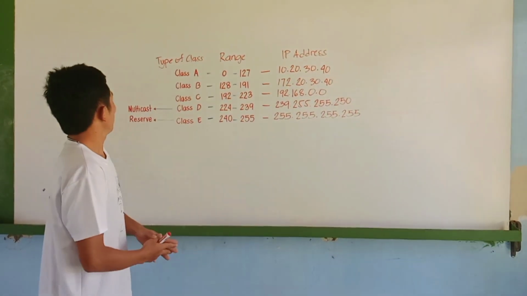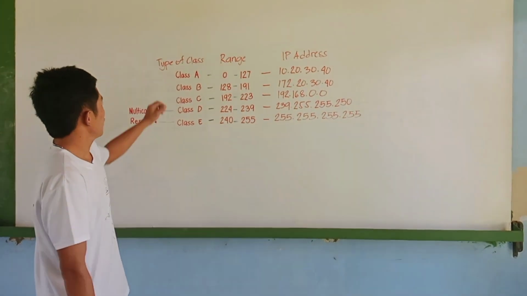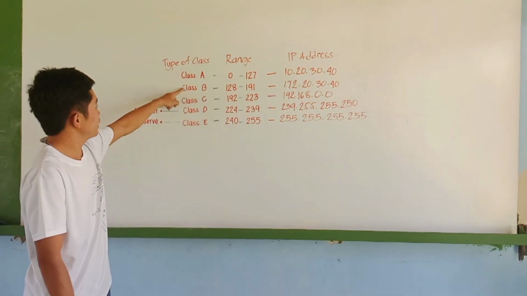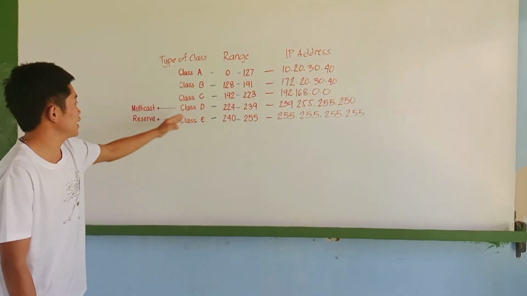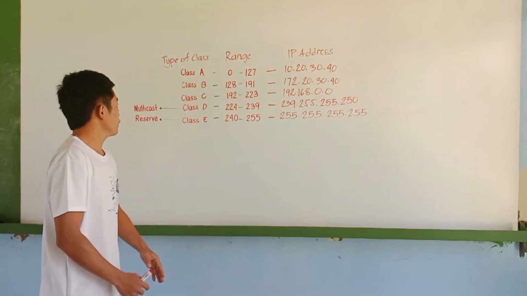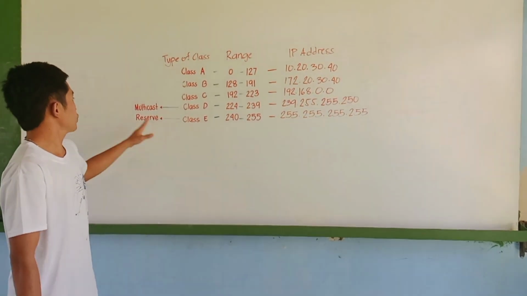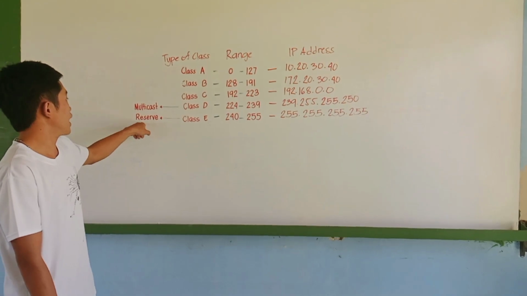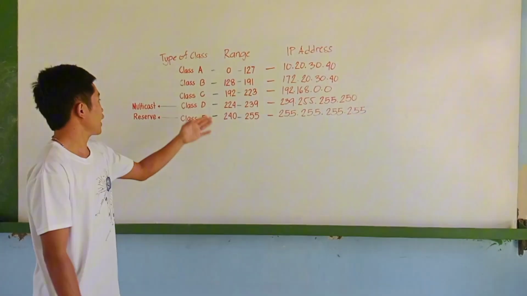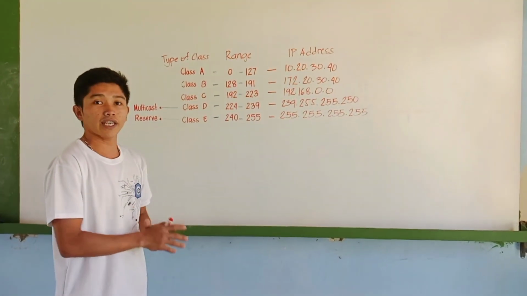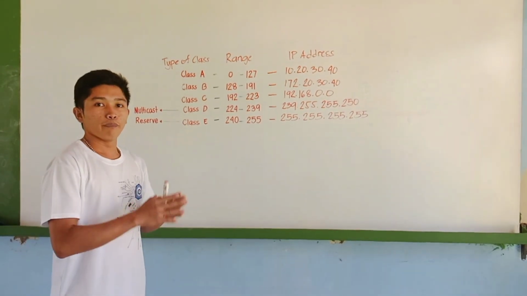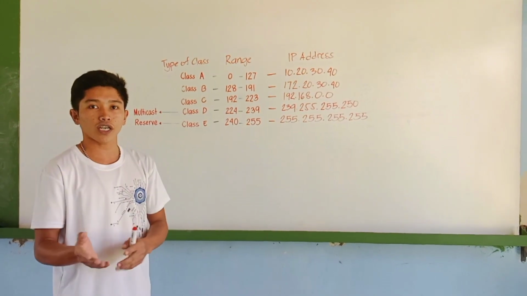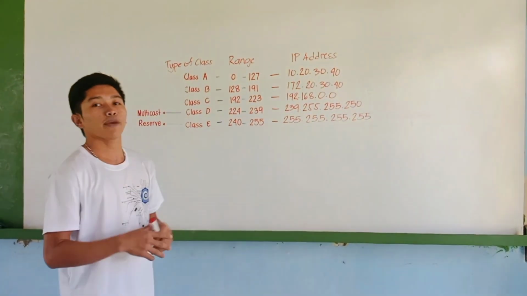So first, we're going to show the types of class, which are class A, class B, class C, class D, and class E. Class D we call multicast. Then class E is called reserved, because IPv4 has not yet maximized the range or the quantity of each IP address belonging in IPv4.